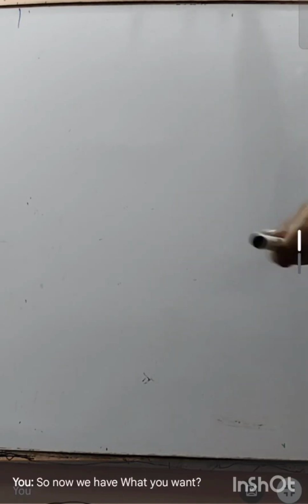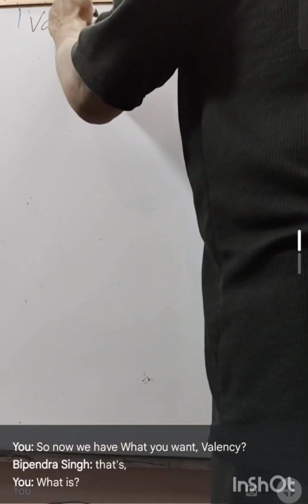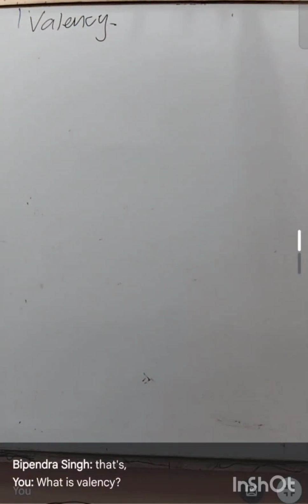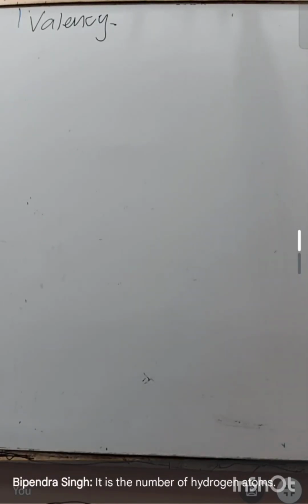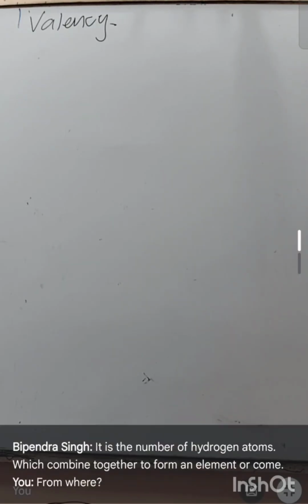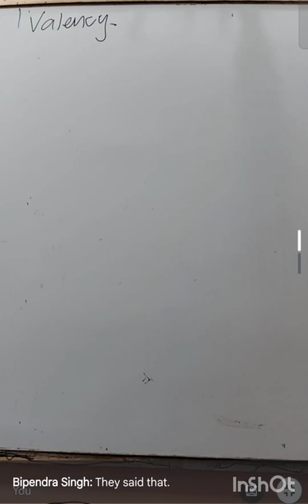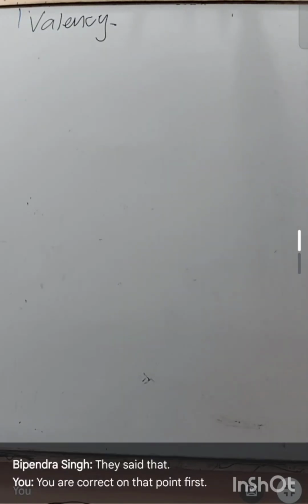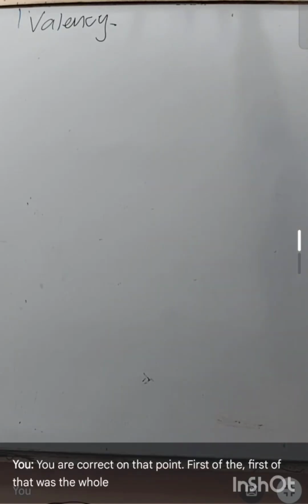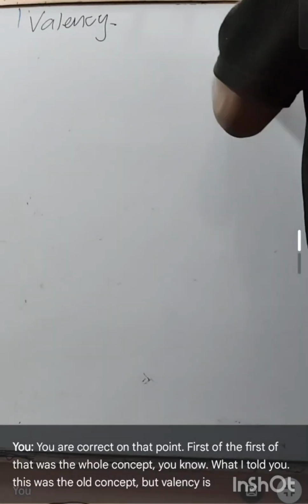So now we have, what do you want? Valency? Yes, sir. What is valency? It is the number of hydrogen atoms which combine together to form an element or compound. From where did you study this? Sir, I remembered a little. You are correct on that point. First of all, that was the old concept.